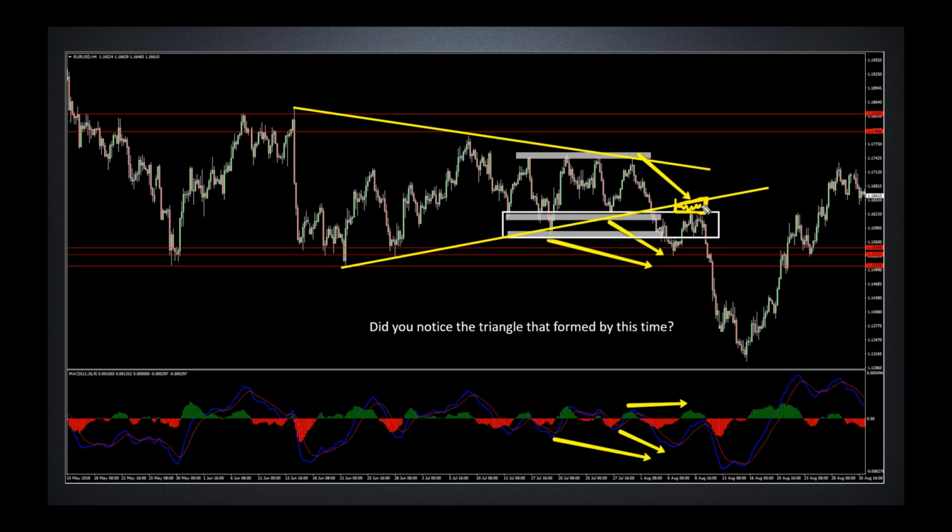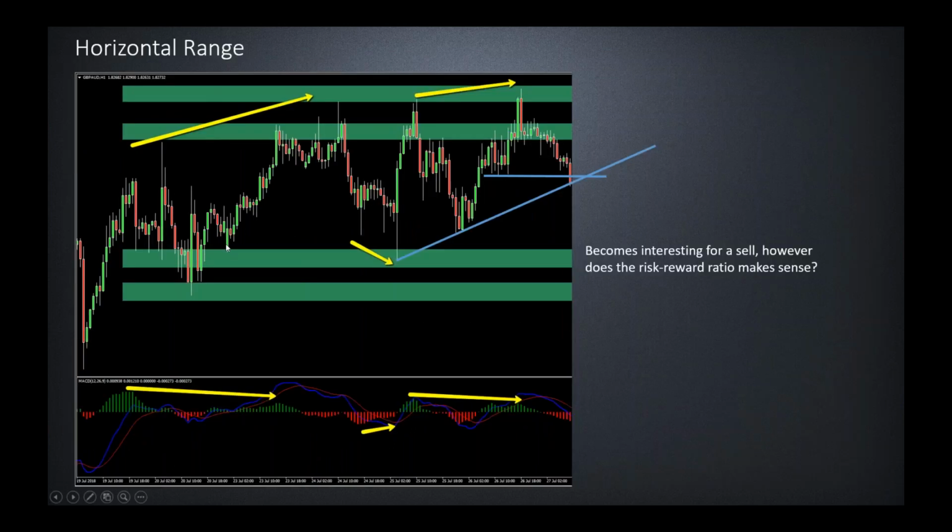Okay, it's right there. You just need to learn how to spot it. That's it. So horizontal ranges, we move on. We have again a horizontal range, okay? Many spots on the way. We have spike, we have spike, we have spike, we have the first spike.